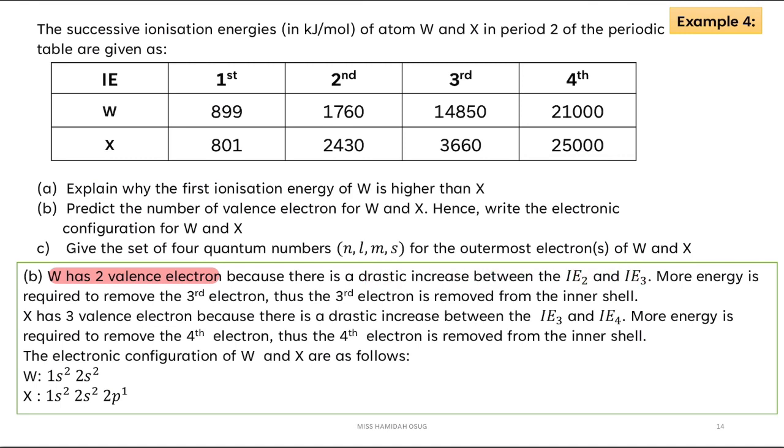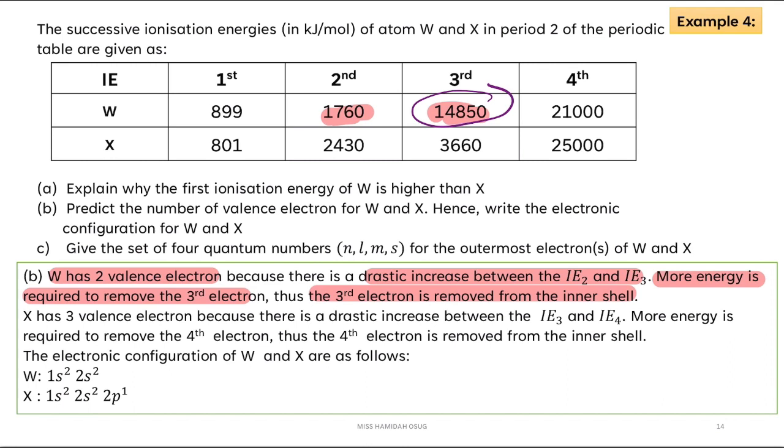So, W has 2 valence electrons because there is a drastic increase between the second and the third ionization energy. Okay, more energy is required to remove the third electron. Thus, the third electron is removed from the inner shell. Itu untuk explanation bagi W.